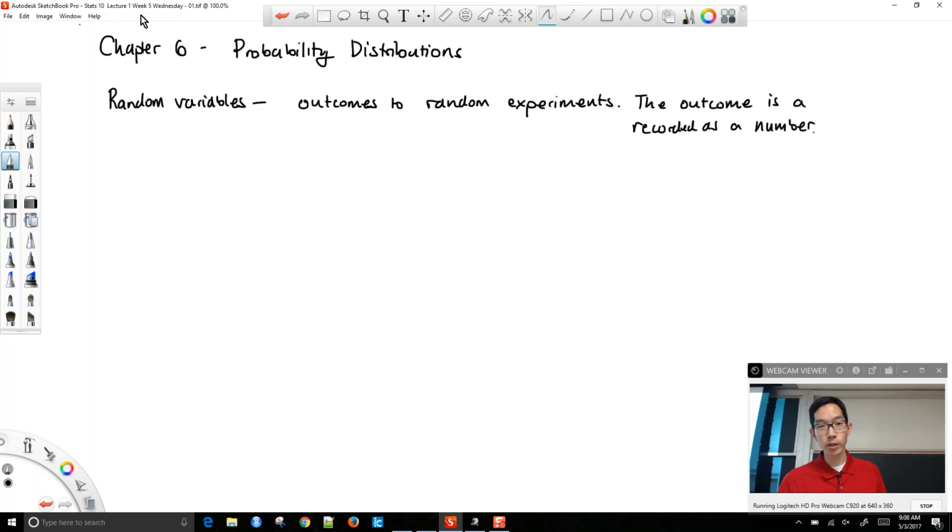So before, we could talk about flipping a coin and we'd say, what's the probability that it lands heads? Or what's the probability it lands tails? Well, we could turn that into a random variable by saying we're going to flip a coin. If it lands heads, we write down 1, and if it lands tails, we write down 0. Now suddenly you have a random variable.